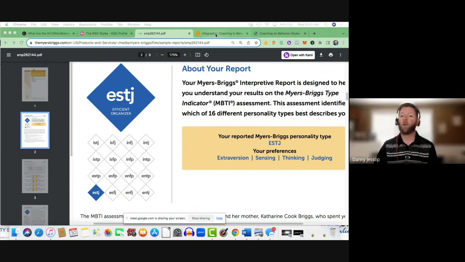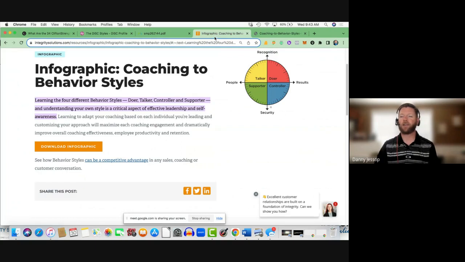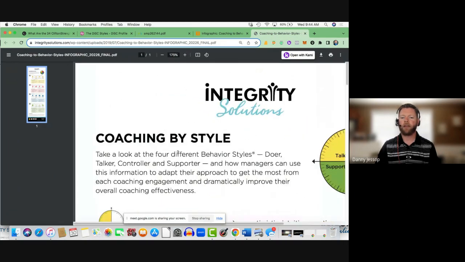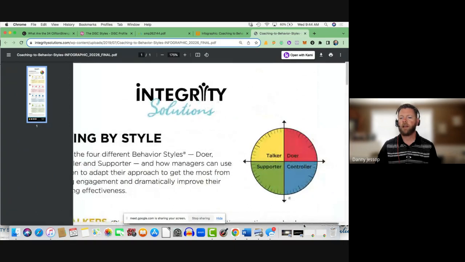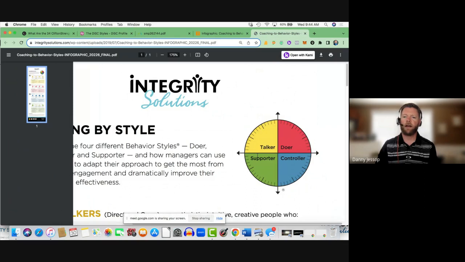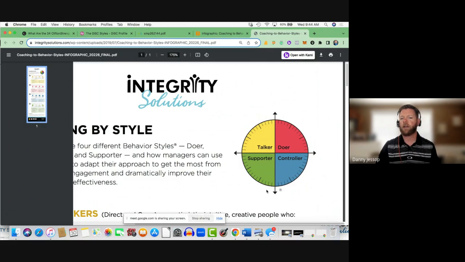And speaking of finishing, what I want to do is round it out with Integrity Selling. This is one that I've trained hundreds of professional sales reps on. They call it the behavioral styles, and it really comes down to four categories: talker, doer, controller, and supporter. It's like the DISC, but then you're asking, okay, what's the D again, and the I and the S? I just love Integrity Selling because it naturally asks: are you a talker, doer, controller, or supporter?